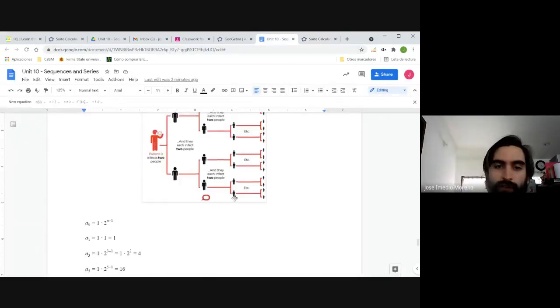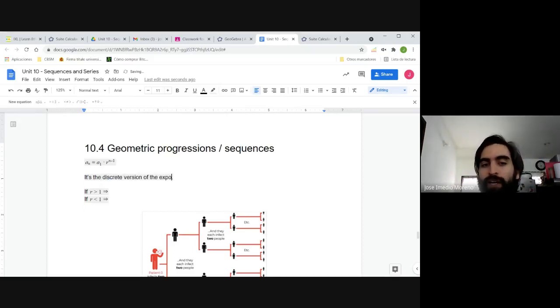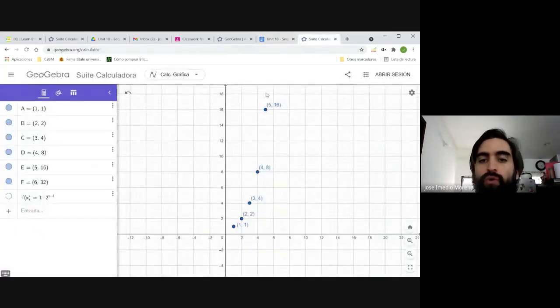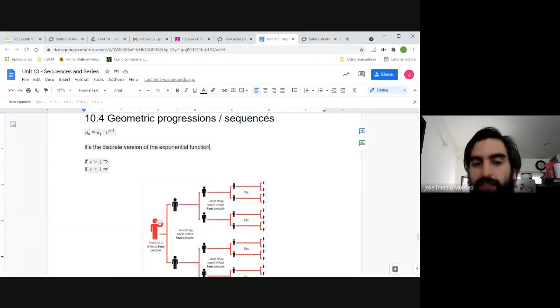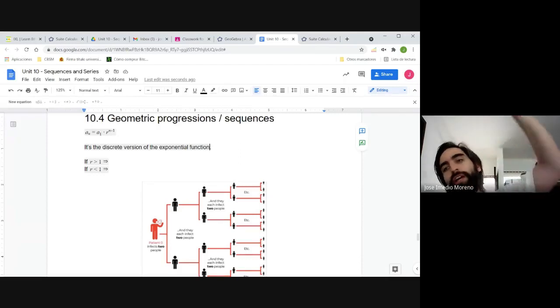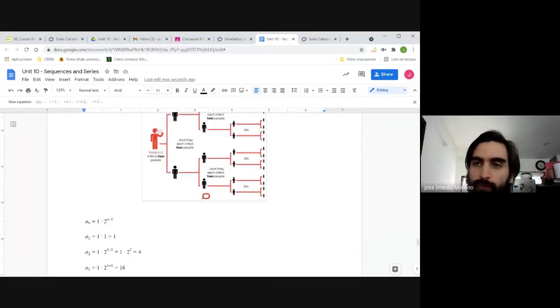So here we can say that the geometric progression or geometric sequence is the discrete version of the exponential function. This is a geometric sequence, this is an exponential function. So geometric sequences describe situations of exponential growth or exponential decay. I'm going to stop recording here.